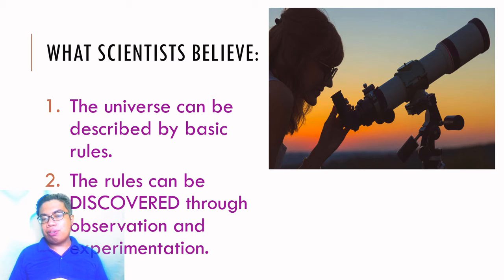These rules can be discovered through observation and experimentation. So that's the point there. You need to conduct an experiment and you need to observe in order to discover the rules that govern the universe. Because without experimentation and observation, no scientist can prove or disprove a theory. And that's the point of science, proving and disproving a theory. Because when there is a theory to be proven and a theory to be disproven, there is science. Without that, that's not science. That's mere allegations. That's mere superstition.